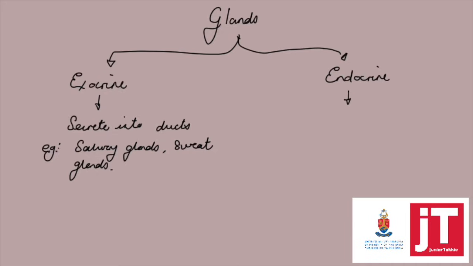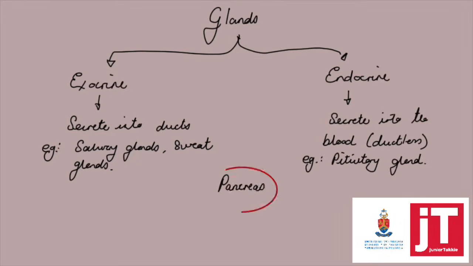If we contrast this, or we have a look at the endocrine system and we try and compare, endocrine glands will secrete into blood capillaries. Okay, so in other words, the blood picks up the secretions from these endocrine glands and then they can take effect in other areas of the body. An example here would be the pituitary gland.